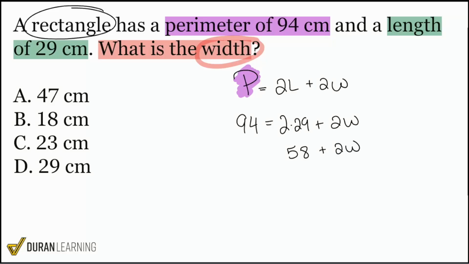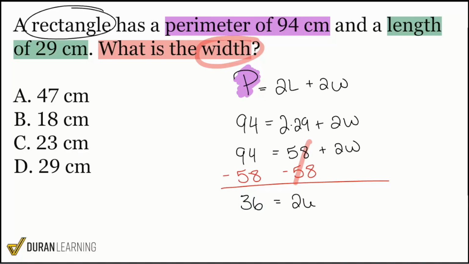So we have 58. And then from here, what we're going to do is get the w by itself. So I'm going to have to get rid of the 58 and get rid of the 2. To get rid of the 58, I'm going to simply subtract 58 from both sides. Once I do that, on the left and the right sides, it cancels out. And then we have 94 minus 58, which is going to be what, my party people? 36. So we have 36 equals 2w.